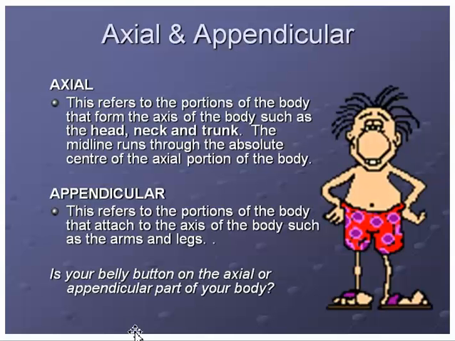So question here: is your belly button on the axial or appendicular part of your body? Axial means this bit, appendicular means arms. Is your belly button part of the main body, or is it on your arms and legs? Now, if you've got a belly button that's on your arm or your leg, you've got issues, so I would go and get that checked out. So the correct answer is the belly button is on the axial part of your skeleton.